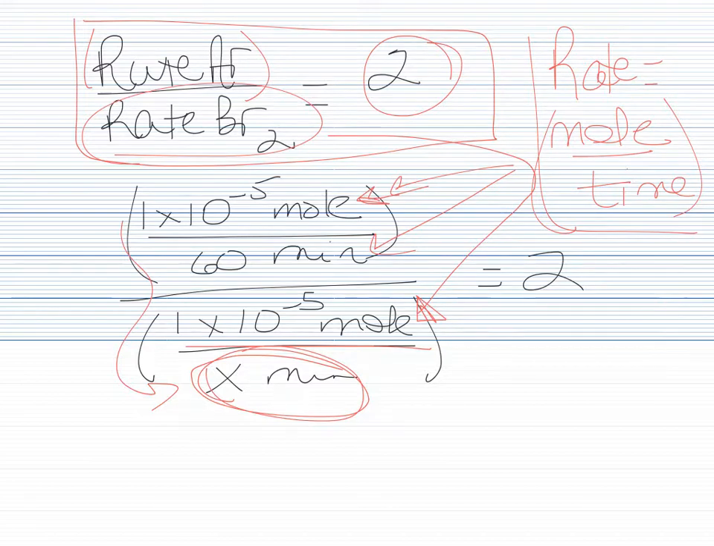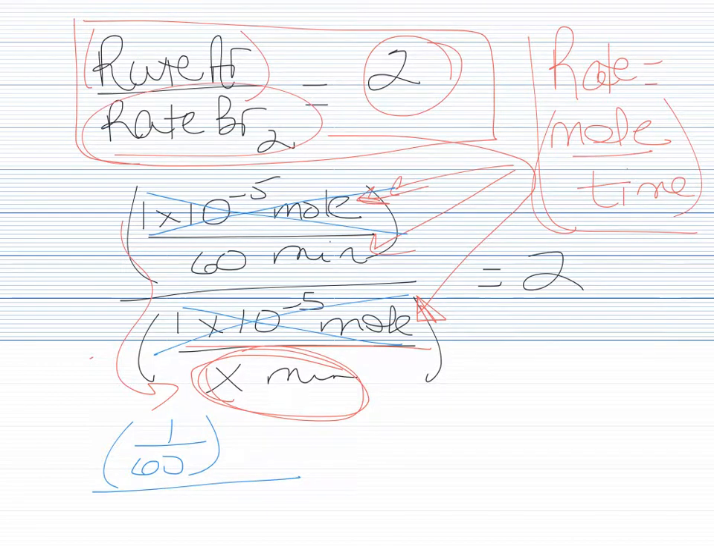So now, if you look at this mathematically, hopefully you see, whenever you see the same number on top and bottom, they cancel out to be 1. So let's rewrite what we have when we cancel that out. We end up with 1 over 60 divided by 1 over x, and that ratio equals 2.